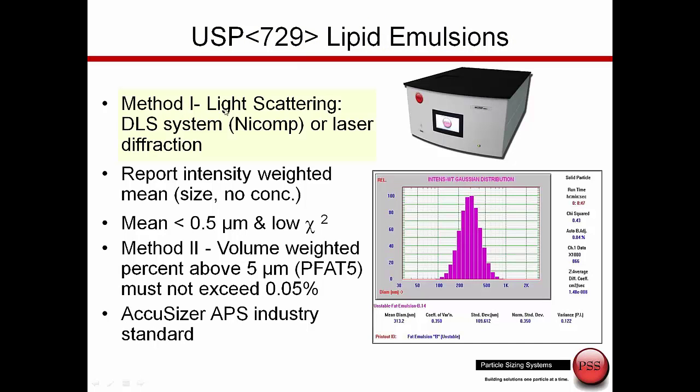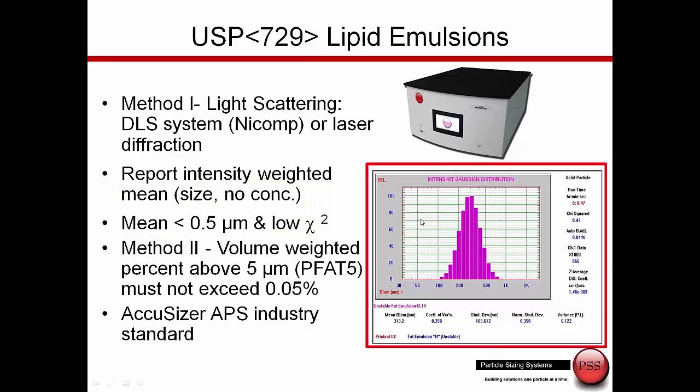In the USP 729 procedure, there are 2 steps, 2 methods. Method 1, which uses dynamic light scattering, like the NICOMP, or laser diffraction, is used just to report the mean size of the lipid emulsion. So this gives you a size but not concentration. And the specification for lipid emulsions for method 1 is the mean size must be below 0.5 microns in a certain chi-square, which tells you something about the breadth of the distribution. And here's a result from the NICOMP doing the method 1 test for USP 729.